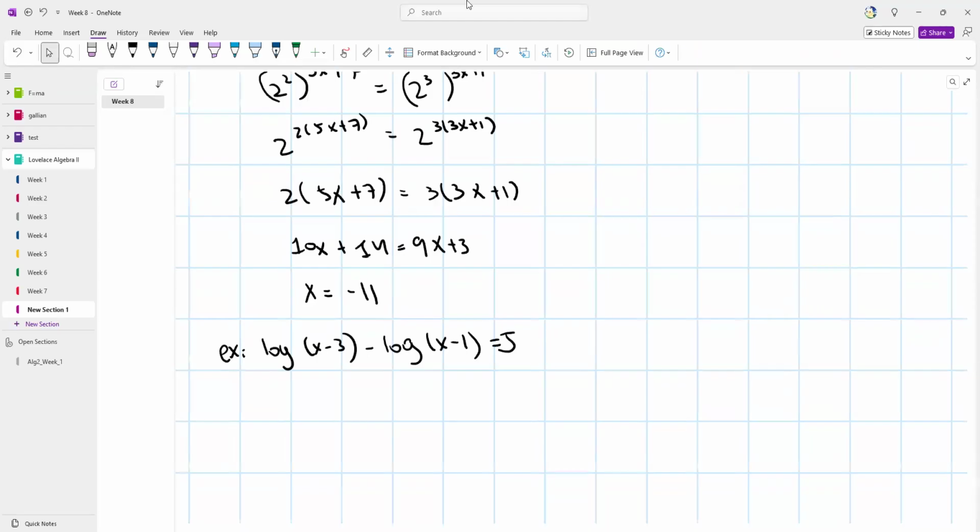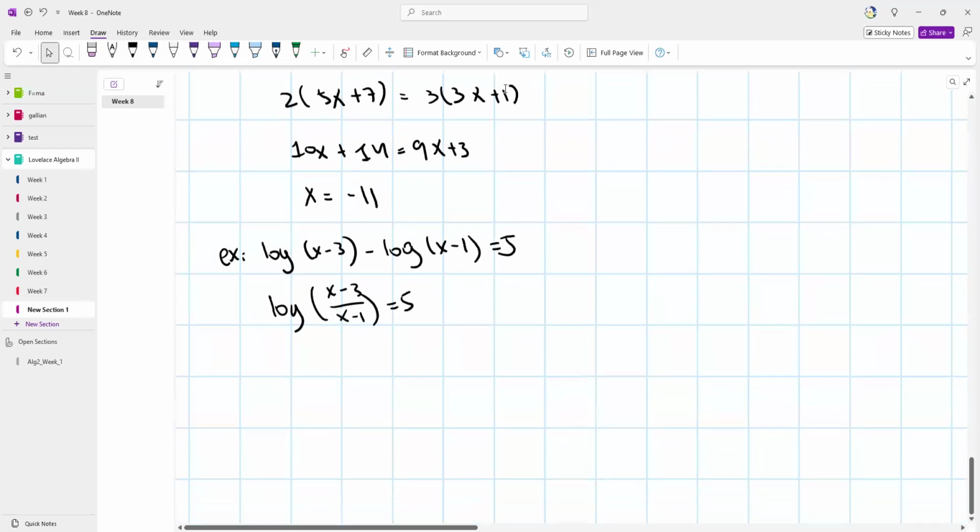Okay, so for this, we just employ our log properties. You know that when you subtract two logs, you get them divided over each other. So we write this as log of (x minus 3) over (x minus 1) is equal to 5. By convention, log of something is just log base 10 of that, so we have a 10 here.